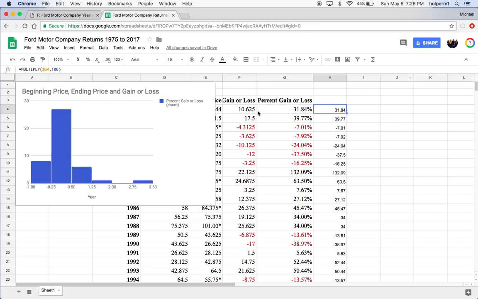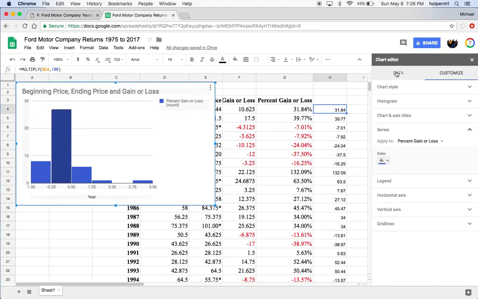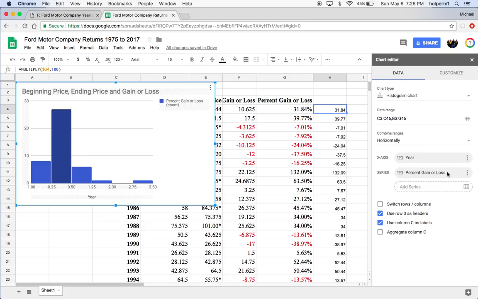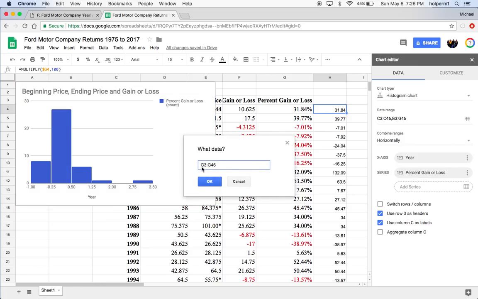So anyways, what we're going to do is we're going to change our histogram a little bit by going back to data. Instead of percent gain or loss, we're going to edit that. We're going to find this column instead, so H4 to H46. Instead of G3 to G46, we're going to go H4 to H46. Like that. Okay. We're just going to delete it because sometimes it is a little squirrely and doesn't do the right thing.